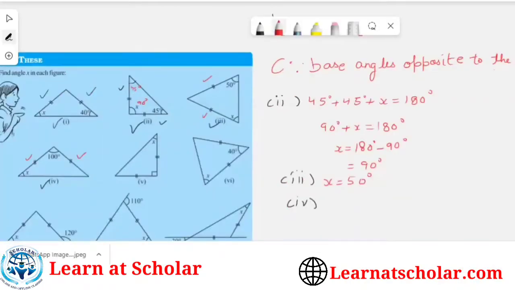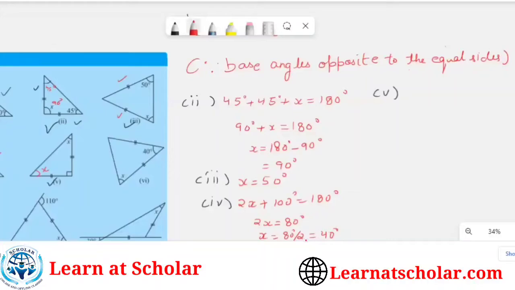In the fourth one, two sides are equal. That means one is of x, another should be of x. So again we will add x plus x plus 100 degree and the sum is equal to 180 degree. So 2x is equal to 180 degree minus 100, which is 80 degree. When we solve, we get the value of x as 40 degree. So two angles are of 40 degree because the triangle is isosceles where two sides are equal and two angles are equal.